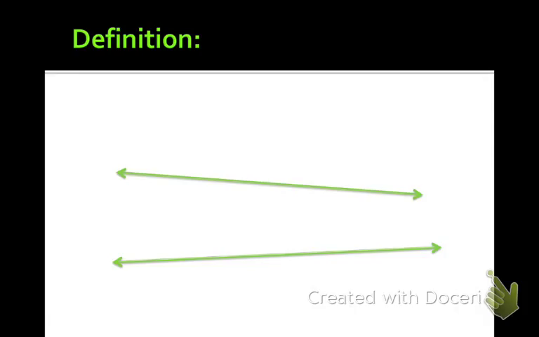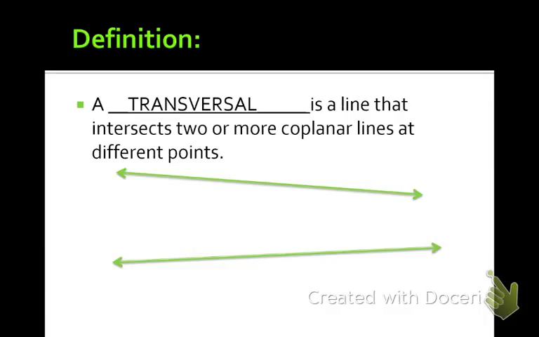A definition for you. A transversal is a line that intersects two or more coplanar lines at different points. So these are two lines. The transversal comes in when you draw a line through the two lines. This is your transversal. And it's important that we know the names of these things so we can talk about them. This is your transversal.